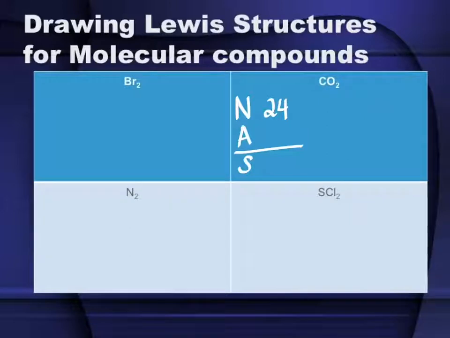Oxygen is 6, and 6 is 12, plus the 4, 16. So we have 8 being shared. 8 divided by 2 gives me 4 bonds. All right, so let's set the skeleton up. Who's in the middle? Carbon. Carbon's further away from oxygen.